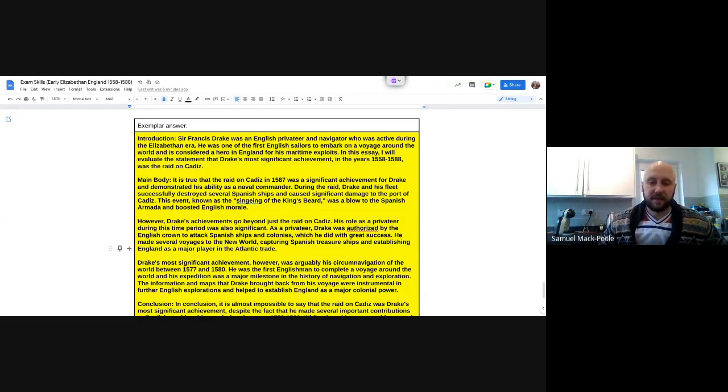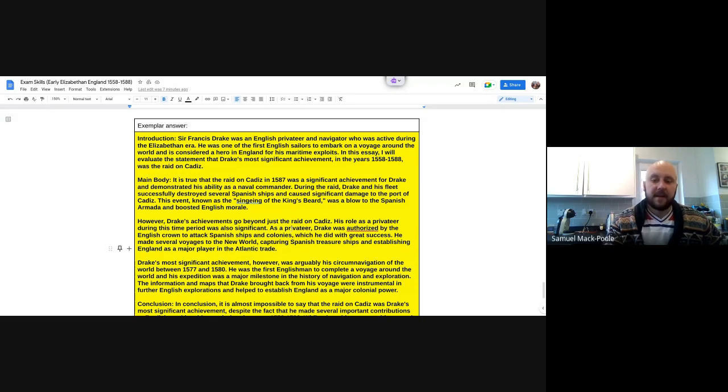writing a 3-part question. So it is true that the raid on Cadiz was a significant achievement for Drake, and demonstrated his ability as a naval commander. During the raid, Drake and his fleet successfully destroyed several Spanish ships and caused significant damage to the port of Cadiz. This event, known as the singeing of the King's beard, was a blow to the Spanish Armada and boosted English morale. However, Drake's achievements go far beyond Cadiz. His role as a privateer during this time period was also significant. And by the way, you can see there was a connective there at the beginning.